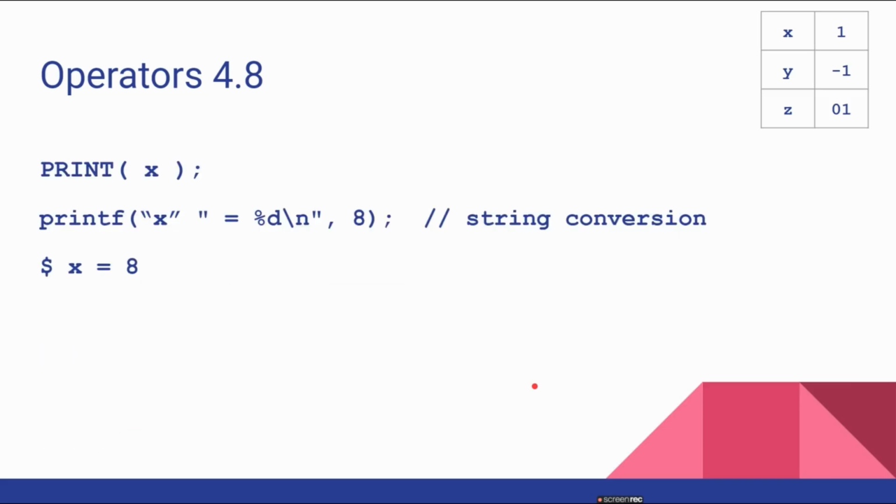And again, just noting here, passing in the value of x, and then converting that x into a string form, printing the value of x in decimal, we can see that x equals 8 is what we saw when we ran operators 4.8 in the code.